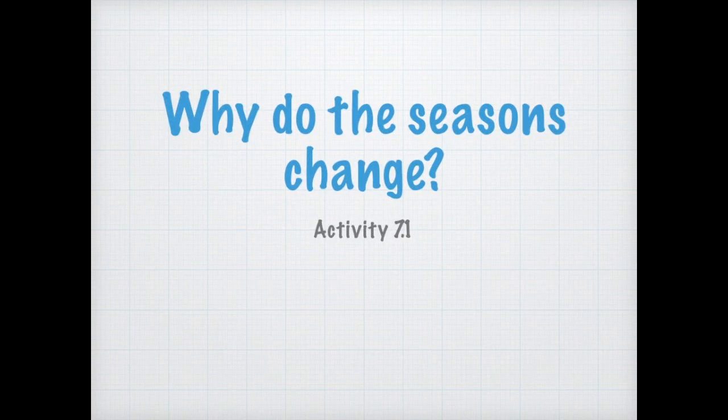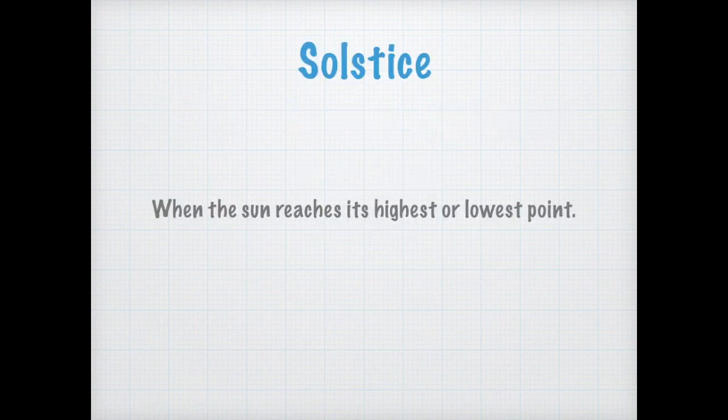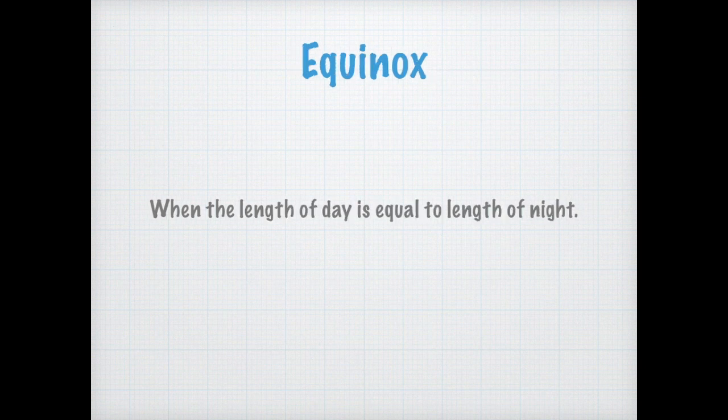Activity 7.1, why do the seasons change? We're going to learn why we have 4 different seasons. Much of this is due to the angle of the sun relative to the surface of the earth. During the course of the year, this changes and varies. When the sun is at its highest or its lowest point, we call this the solstice. When we have equal length of day and night, this is called an equinox.